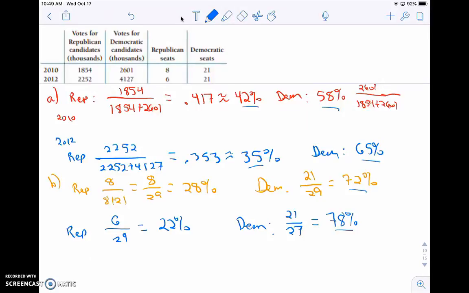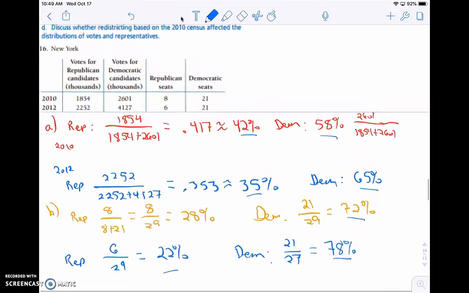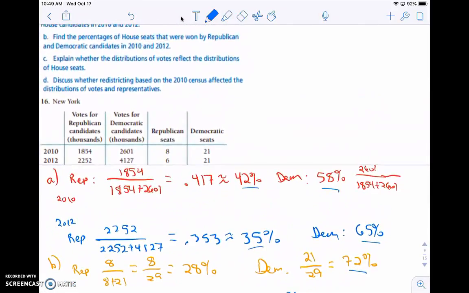And the Republicans, we saw a decrease in the percentage of votes and a decrease in representation. But again, those aren't a one-to-one correlation, as 35% voted Republican, but only 22% of the representatives were Republican. So that's dependent upon the distribution of those mappings that they put together.